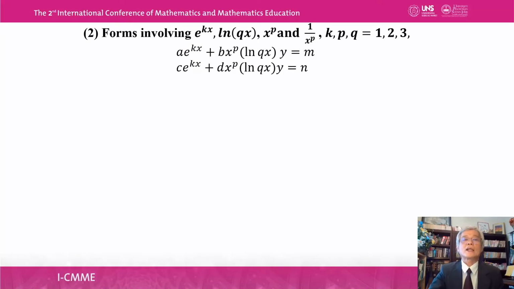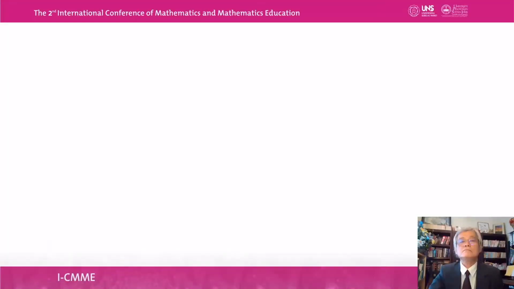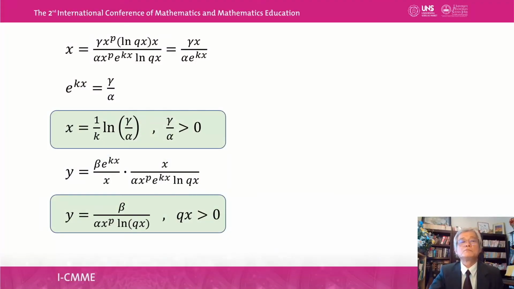Now let us look at the second form that involves exponential and logarithm. As before, we write the given equations in matrix form, and then determine the determinants A of x and A of y. Using Cramer's rule, we obtain x is given by 1 over k natural log of gamma over alpha, and of course gamma over alpha must be positive, and y is obtained using Cramer's rule as well.